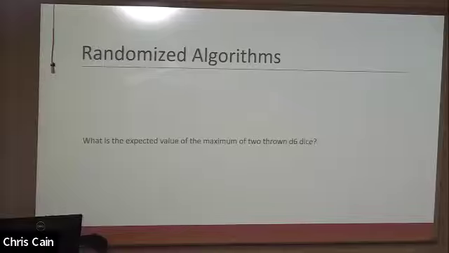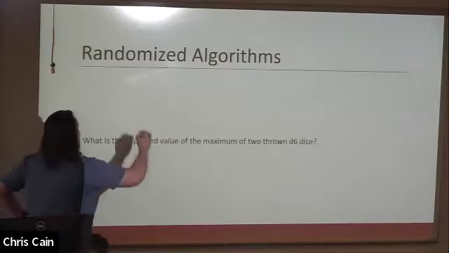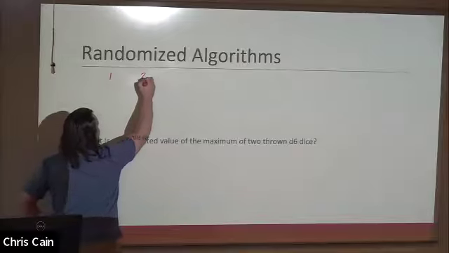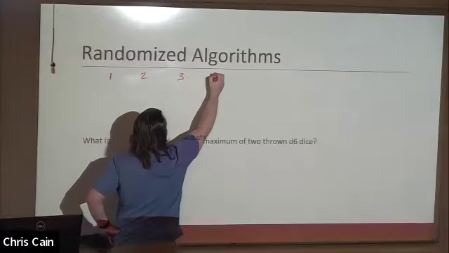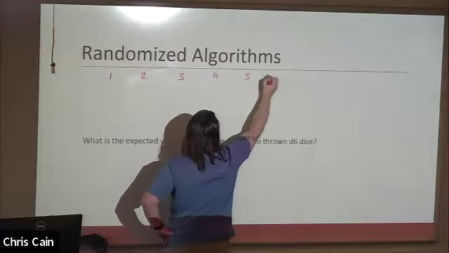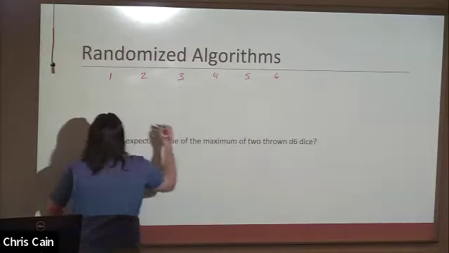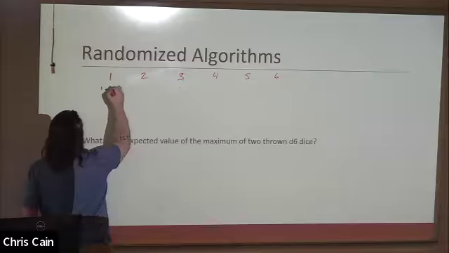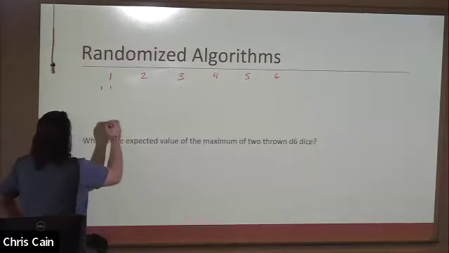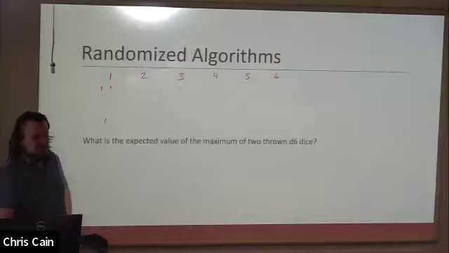How many ways are there to roll 2 dice and have a maximum of 1? One way. So if we have the 2 dice be a 1 and a 1, that is the only way to have the maximum of a 1. There's one way to do it.